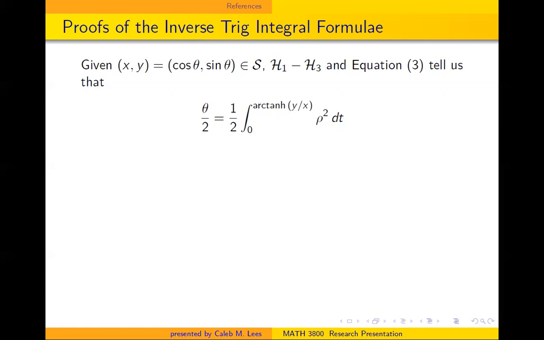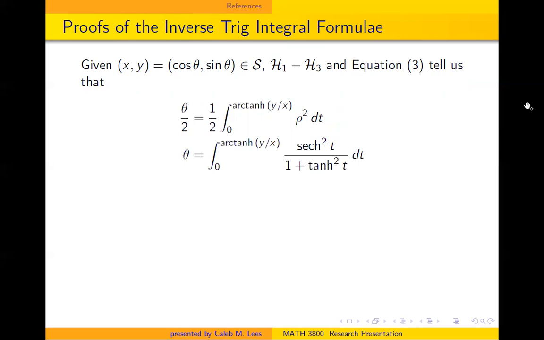This is very similar to the example that I just showed you. We're just going to rearrange this a little bit. Theta is equal to the integral from 0 to the inverse hyperbolic tangent of y over x of the hyperbolic representation of the unit circle.